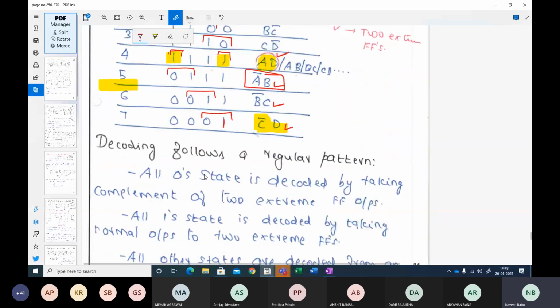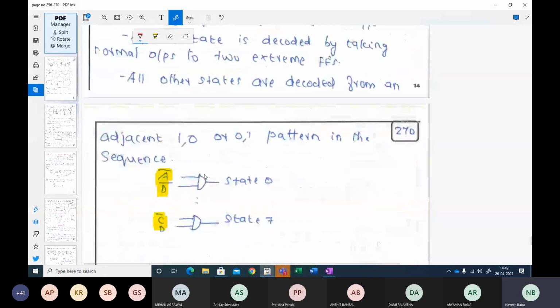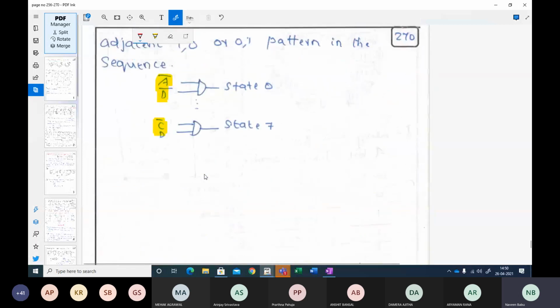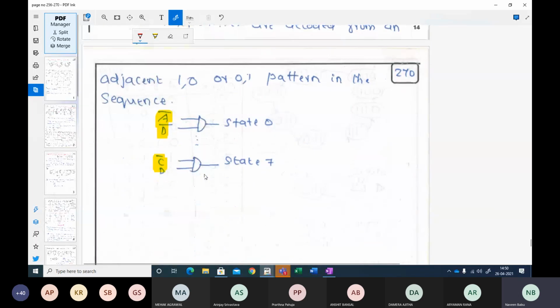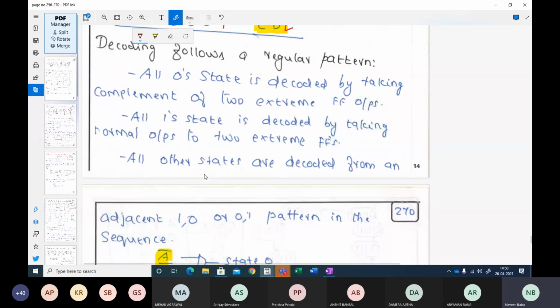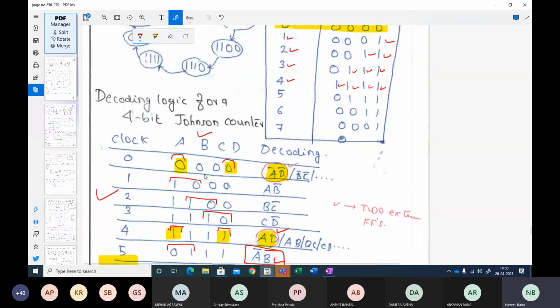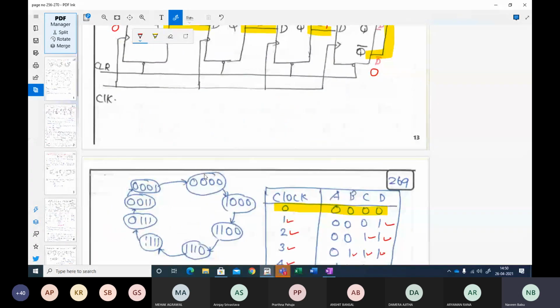Any doubt? I think. Any doubt? Okay. So with this, we are completing our syllabus.